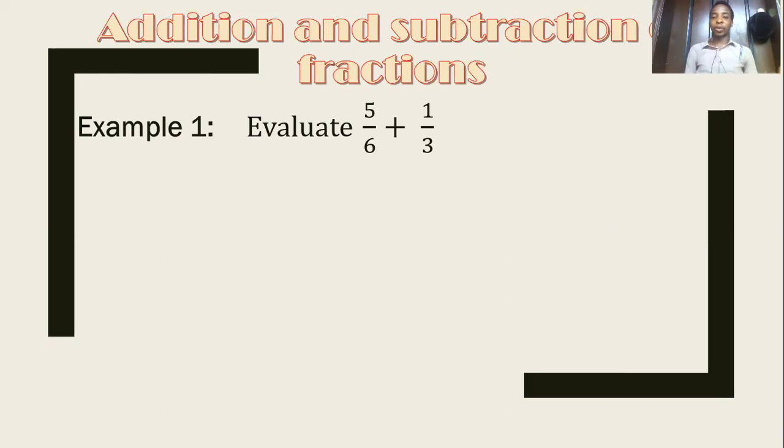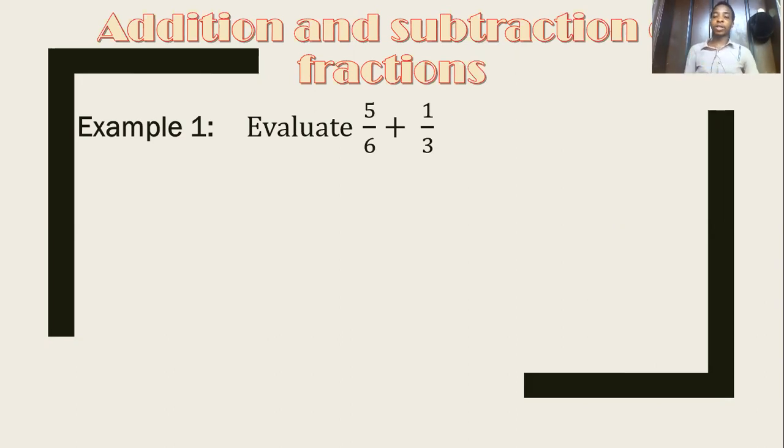Now, what are the procedures to add or subtract fractions? The first thing you need to do is find your LCM, then you divide and you multiply. You will get to know what that means as we progress. Now to find the LCM, I'll find the LCM of my denominators. In this case, I have 6 and 3.